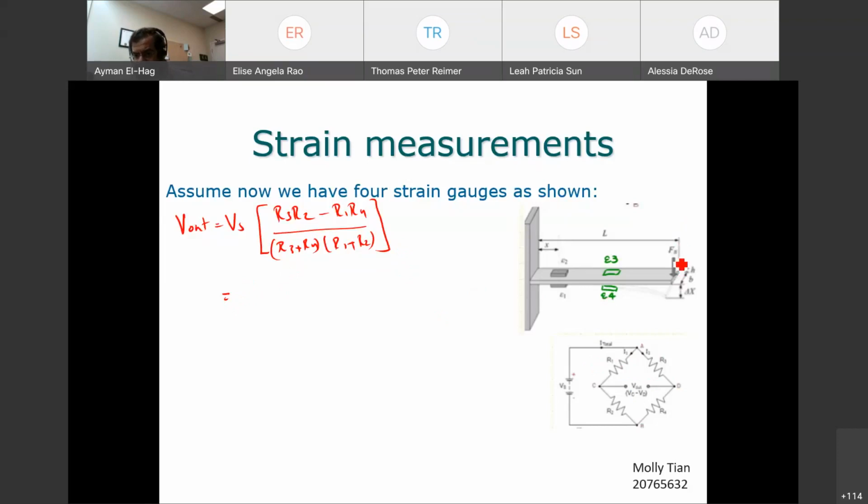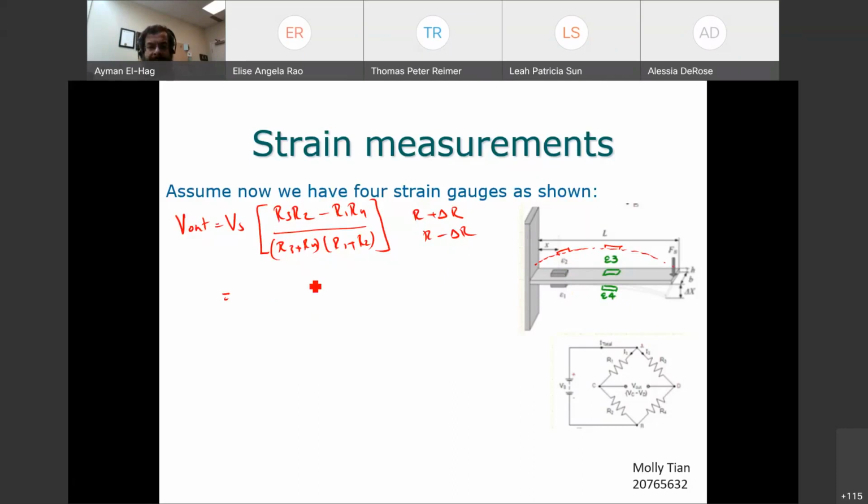I apply the force this way, so the beam will go like this, and strain gauges 2 and 3 will be elongating. So for R2 and R3, it will be R plus delta R. And for the ones at the bottom here, it will be the other way, R minus delta R. So now it becomes a very simple substitution problem.